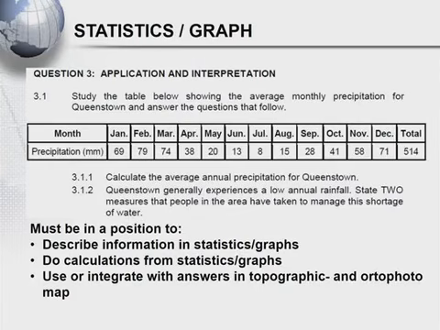So please, people, you must be in a position to do this. Secondly, you must be in a position to do calculations from the statistics or the graph. Look at that one. Calculate the average annual precipitation for Queenstown. All right? So it's a very important thing.